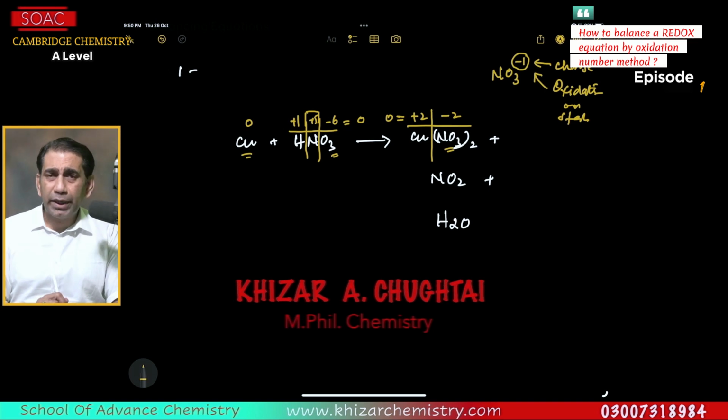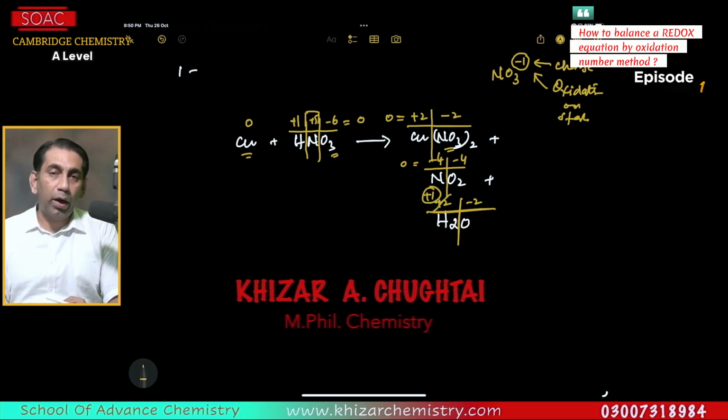Now come towards nitrogen dioxide. I'm dividing it into two parts because there are two types of elements. Oxygen in this case shows a -2 oxidation number, so it is -4 over here. To make the sum equal to 0 for NO2, we write +4 for nitrogen. Come towards H2O: -2 for oxygen, so +2 for two hydrogens and +1 for one hydrogen. So that was step number 1.